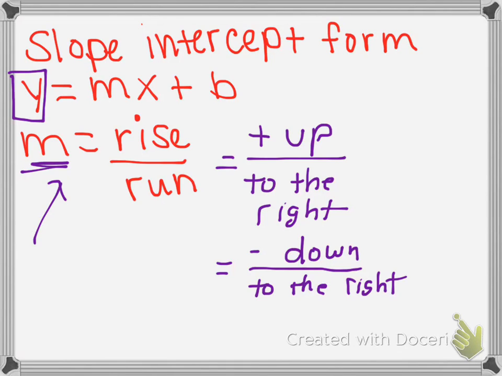Now, sometimes you'll run into a slope. Let's say you see a slope m. It's just the number in front of x. Well, if we had a slope of 3, if there's not a run, you put a 1. It's okay. 3 is the same thing as writing 3 over 1, because this little line of mine tells me divide. 3 divided by 1 is still 3.